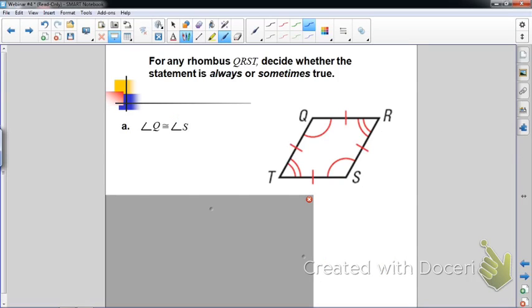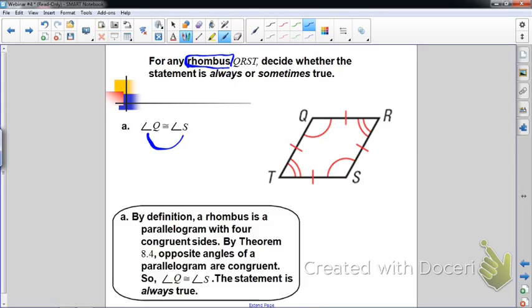Okay, so let's look at this together. It says, for any rhombus QRS, decide whether the statement is always or sometimes true or never true. So, is Q congruent to S? For a rhombus, remember, we're talking about a rhombus here. By the definition, so it says, by the definition of a rhombus is a parallelogram.